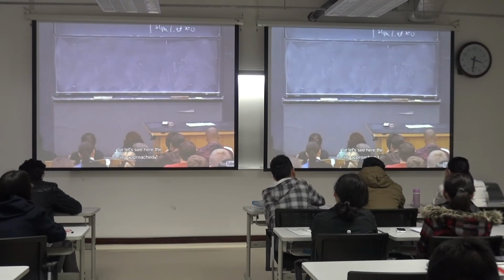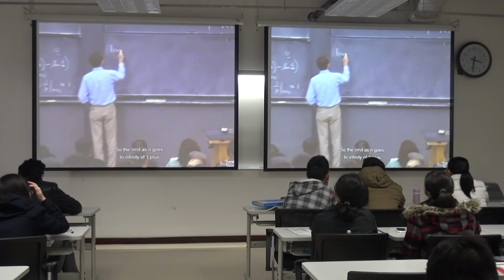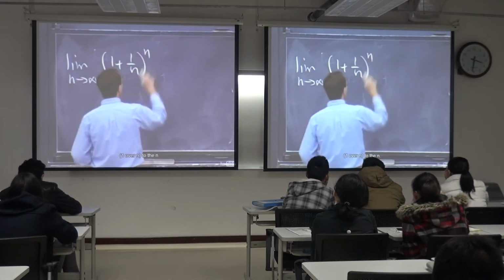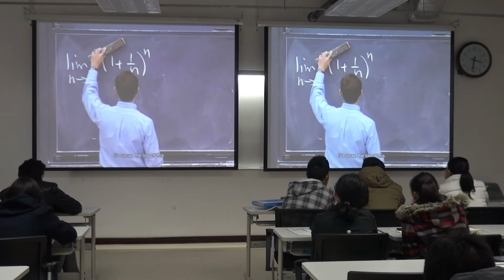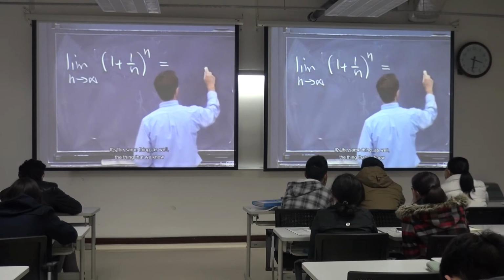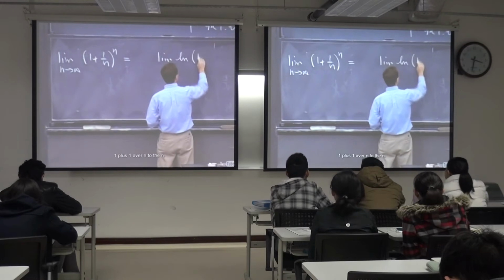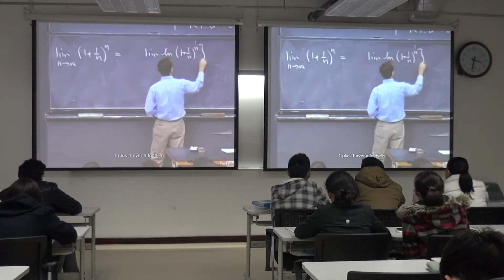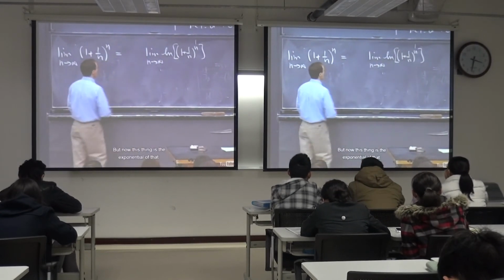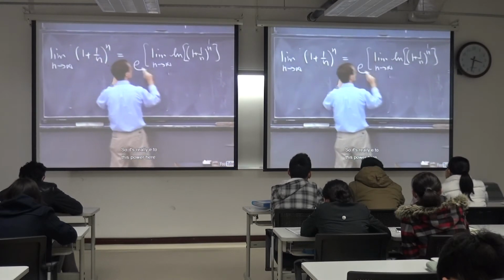So let's see here. The log approaches 1. So the limit as n goes to infinity of (1 plus 1 over n) to the n. Sorry, the log of this. The thing that we know is the log of this, 1 plus 1 over n. That's the one that we just figured out. But now this thing is the exponential of it. So it's really e to this power.